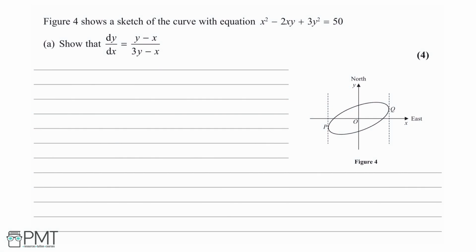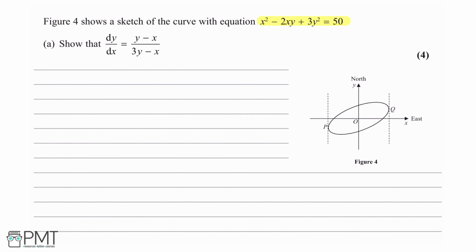So we are told figure 4 shows the sketch of the curve with the equation x squared minus 2xy plus 3y squared equals 50. Part A is asking us to show that dy by dx equals (y minus x) over (3y minus x) for 4 marks. Okay? The first thing I'm going to do is highlight our original equation, which is x squared minus 2xy plus 3y squared equals 50.